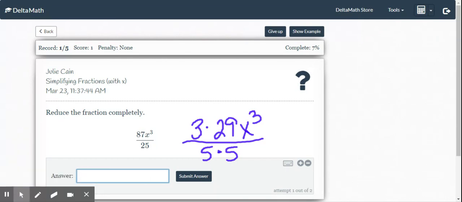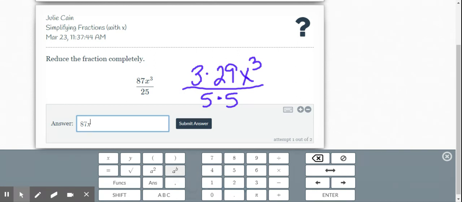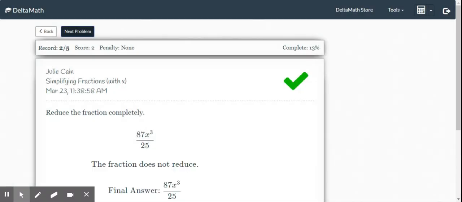So if we want to type this one in, I'm going to click the little keyboard icon here, and type in my 87, and I'm going to use x, and raise it to the third power. I can use either the a squared or the a to the b. If I do a to the b, then I'm just going to type in 3, and then scroll over. You can do this with the keys on your keyboard as well. Now I want to make it a fraction, so I'm going to hit divided by, and that turns this into a fraction. Then I'll type in the number 25 and submit my answer. Yes, I'm sure that's right. And sure enough, there we go. So the fraction does not reduce.